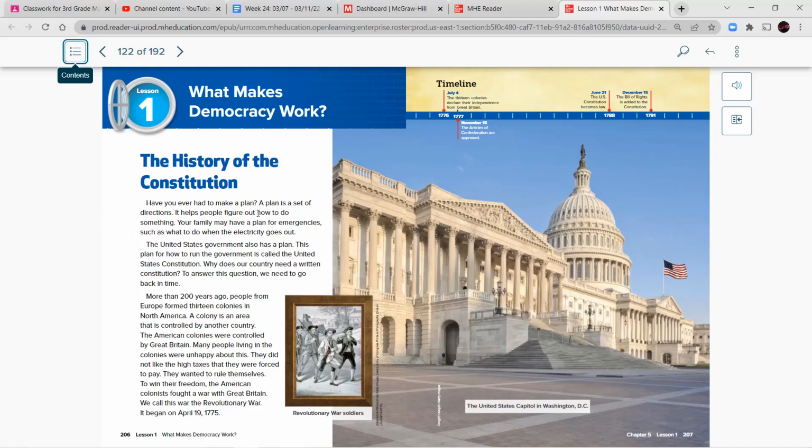The timeline above shows July 4th, the 13 colonies declare their independence from Great Britain. That's July 4th, 1776. On November 15th, 1777, the Articles of Confederation were approved. On June 21st, 1788, the US Constitution becomes the law. And on December 15th, 1791, the Bill of Rights is added to the Constitution.